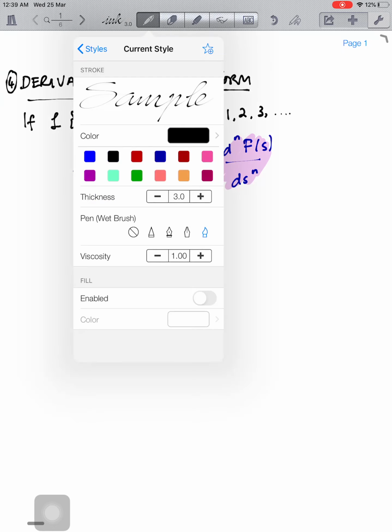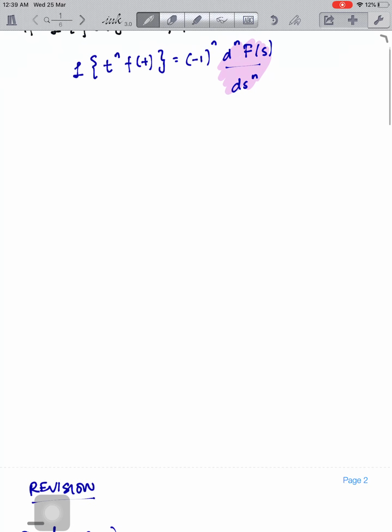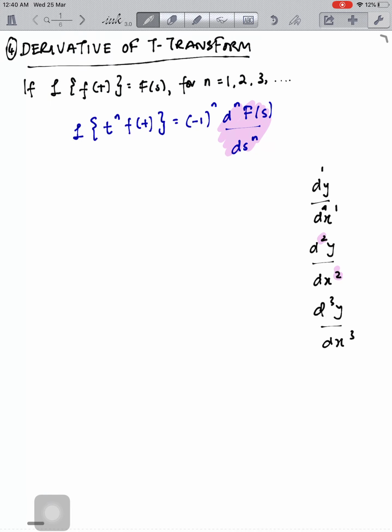Alright, if you remember, for example, if I'm going to use y and x, if I have dy over dx, this means, how many times do I differentiate? Once. So y is differentiated with respect to the variable x once. And if I were to write d squared y over dx squared, this is an indicator that I differentiate twice. And of course, if it's to the power of 3, it means that I differentiated 3 times. That is basically the same idea of what we have right here.